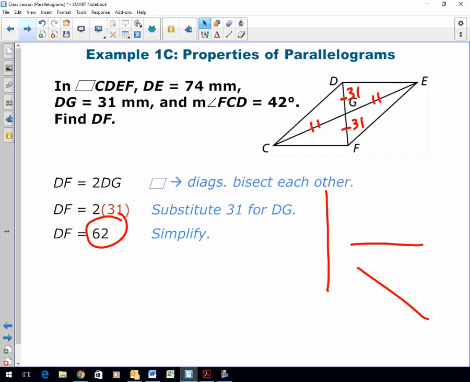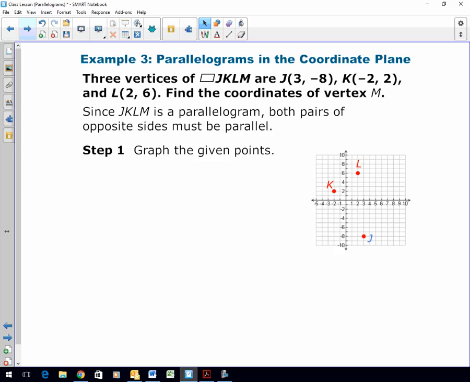Diagonals bisect each other. Remember, that means that they're cutting each other into 2 congruent segments when they intersect. This is what an example would look like. I'm not going to go through this. You want to know what you might see on the test. This might happen to you on a test. There's a lot to it.